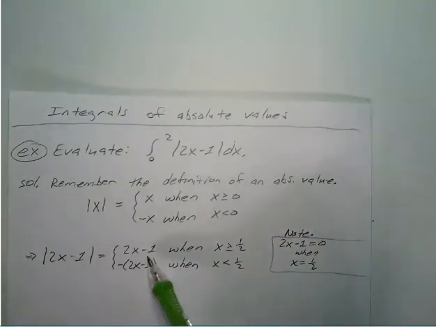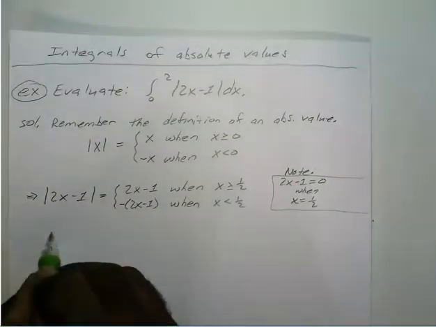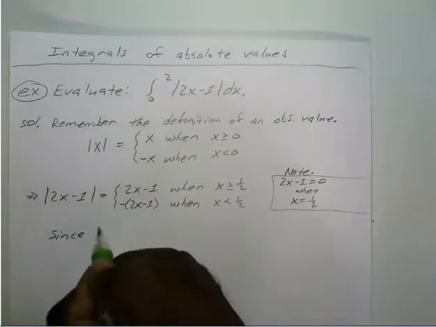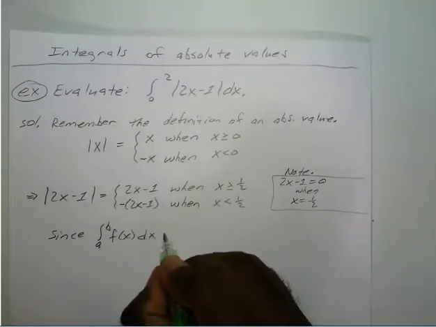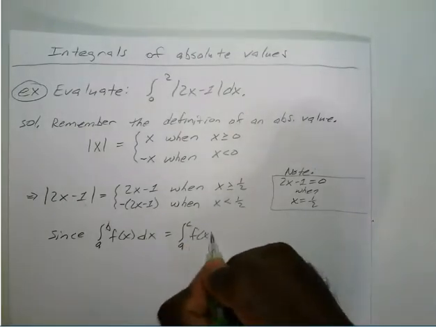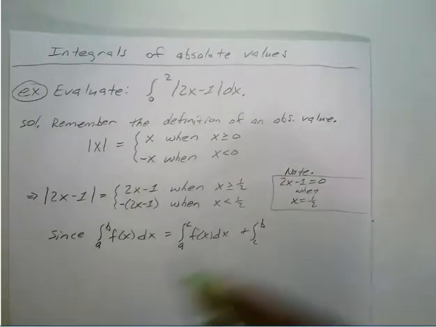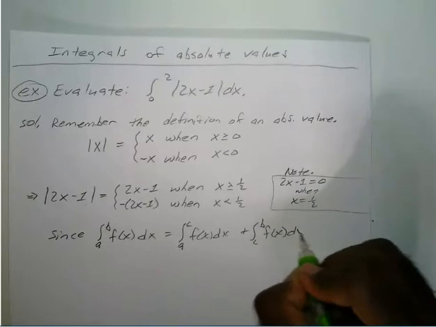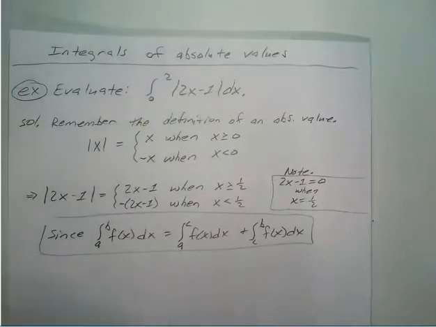Now since we have two different functions, the positive and the negative, we have to remember that the integral from a to b of f of x with respect to x, we can break that up as the integral from a to c, plus we can pick it up right back at that c and continue on to b. So that's what we're going to do here.